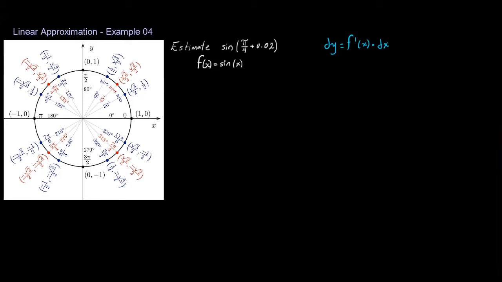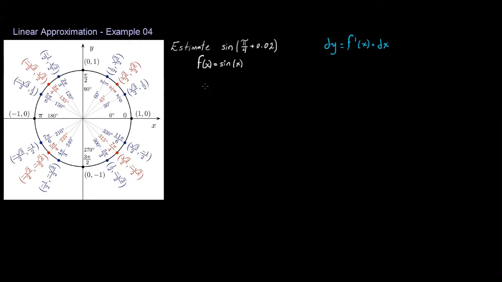Hi, in this video I'm going to solve another example of linear approximation. In this case my goal is to approximate sine of pi over 4 plus 0.02. I'm going to let f of x equal sine of x. And here on the left I have this super nice unit circle that we can use as a reference. It's quite a handy reference in most cases.